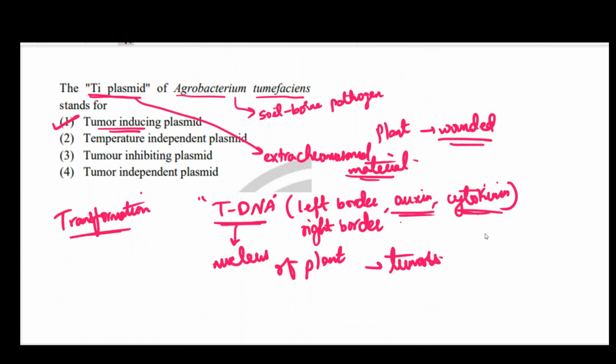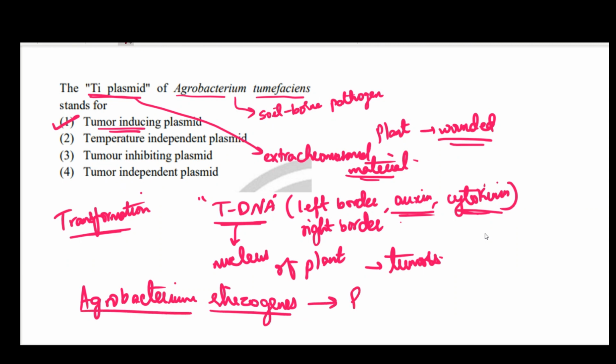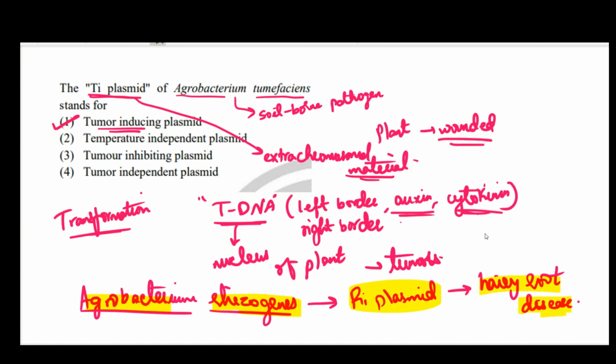And there is one more species of Agrobacterium which is known as Agrobacterium rhizogenes. This is another species of Agrobacterium, and it has the Ri plasmid, and this causes a disease called hairy root disease. There is a chance that next time they can ask you this in the examination. So Agrobacterium rhizogenes is another species which causes hairy root disease, and it has the Ri plasmid. And what does Ri stand for here? Root inducing.